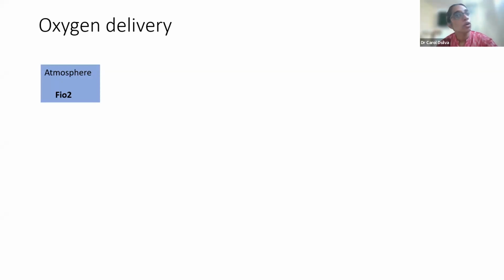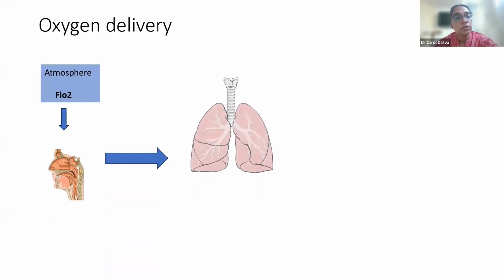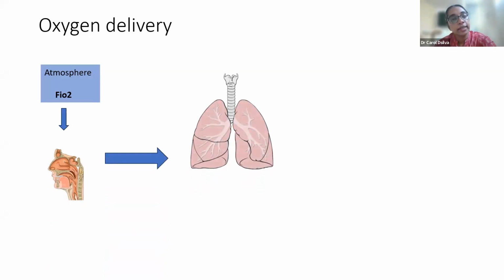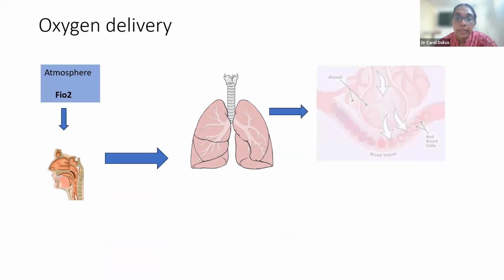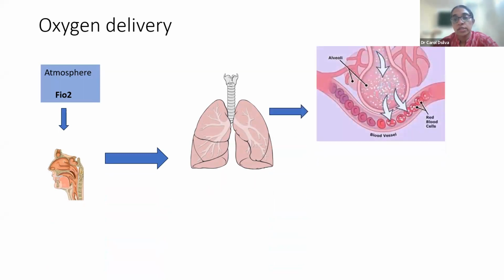If the patient is on an oxygen delivery device or the mechanical ventilator, the FiO2 depends on how much oxygen flow is coming from that particular device. Once you inhale this, the oxygen passes through your upper airways, your nose, nasopharynx, and the trachea, and then through the bronchial tree it enters the lungs. In the alveolar space, the oxygen diffuses from the alveoli into the capillaries surrounding the alveoli, and the oxygen enters the RBCs.